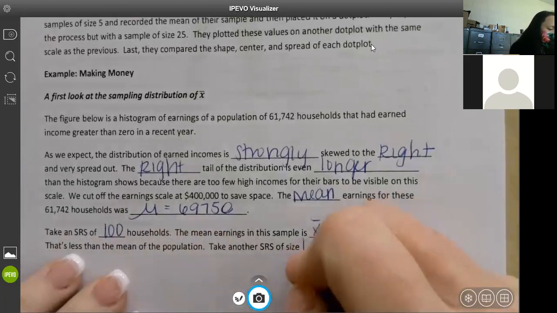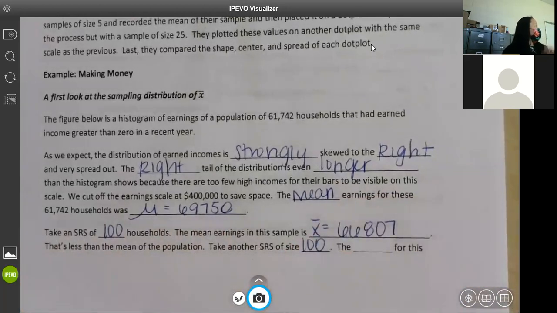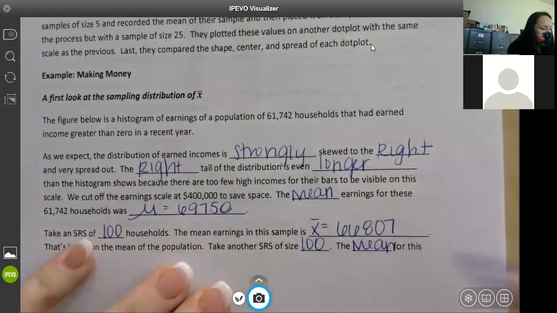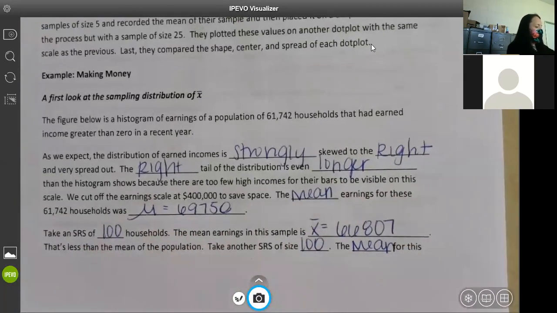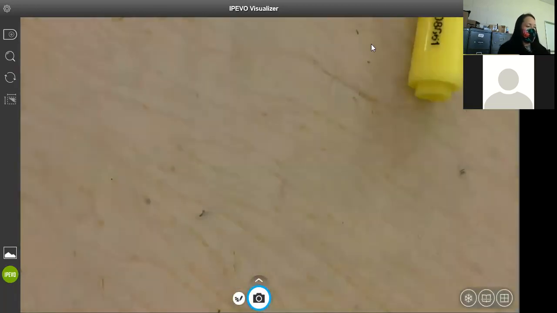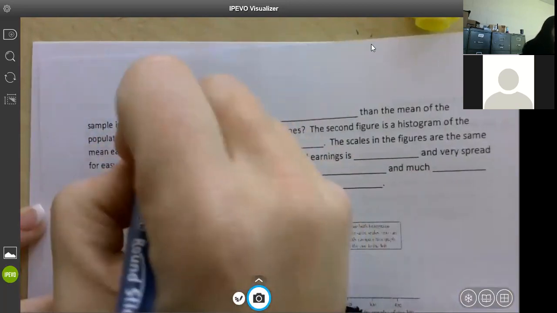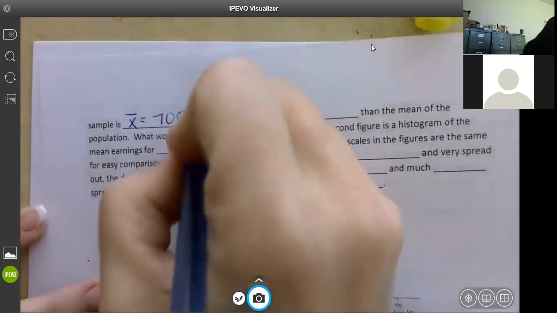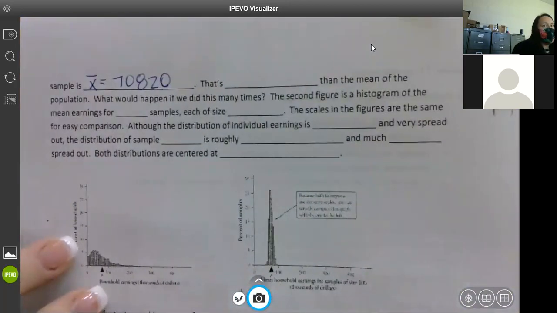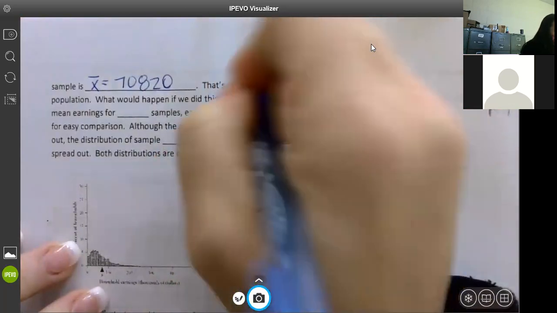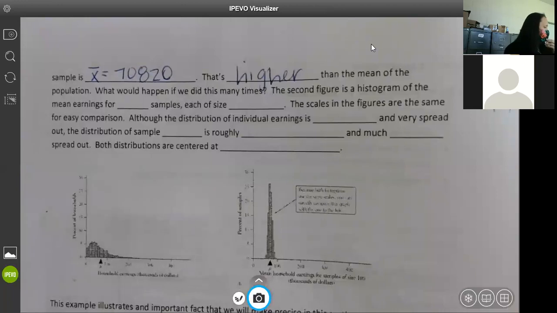Take another SRS of size 100. So if we're doing that chip thing, we put the chips back in and now we're taking 100 more out. The mean for this is going to be still X bar because it's a new sample. 70,820. So that's higher than the mean of that population. So that was higher than that mu value.